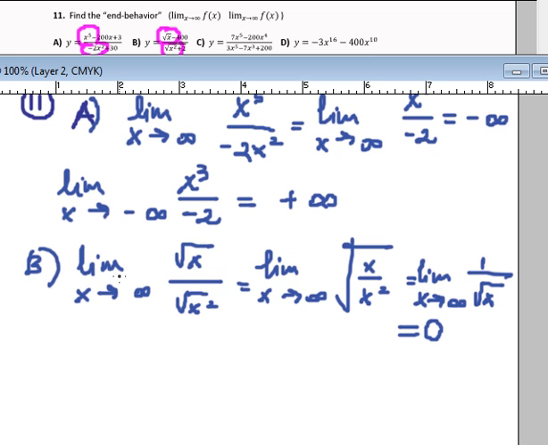And now notice that the domain of this function is x greater than 0 because we have a square root x over here. So we're not going to take the limit as x goes to minus infinity. All right, so let's just write the domain here. The domain is x greater than 0. All right, let's look at C.